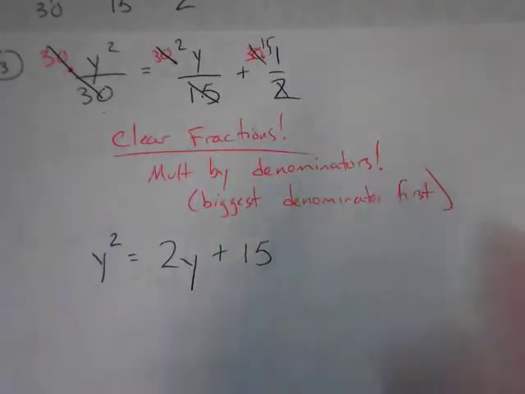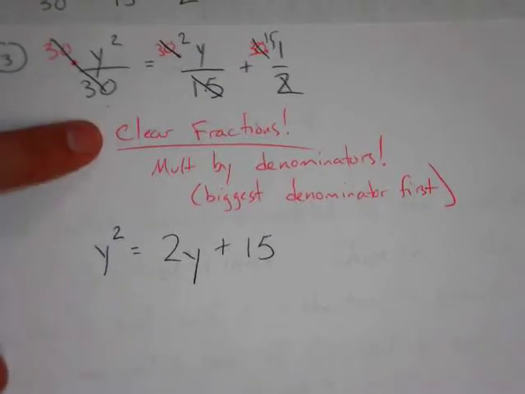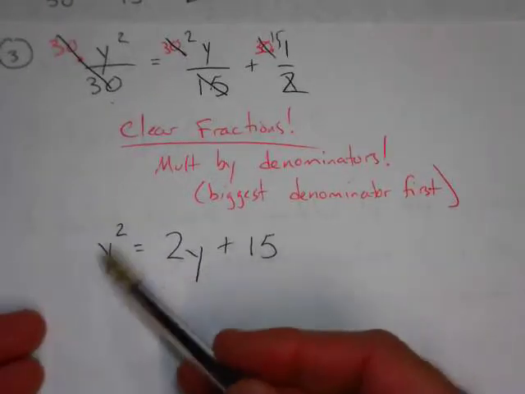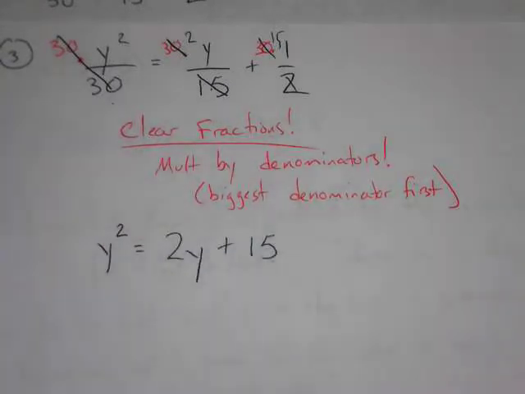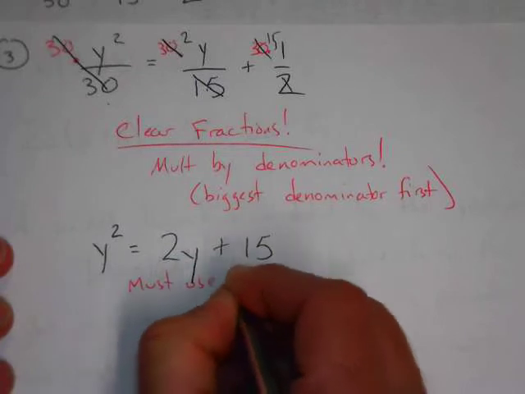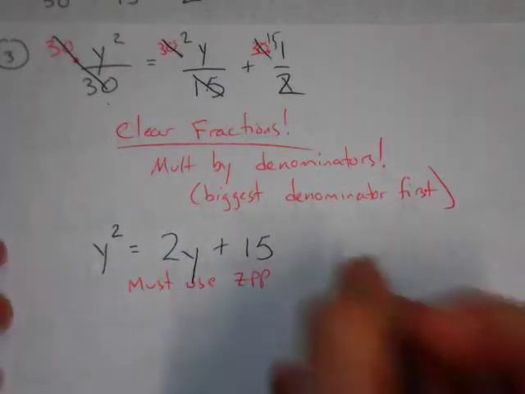All right, so our fractions are now gone. Okay, so that's the first big thing, clear fractions. All right, and if you don't understand what happened, hit pause, make sure you understand it. Now the second big thing is we have y to the second power, which means we have to use the zero product property. Okay, so we must use the zero product property, but this doesn't equal 0.